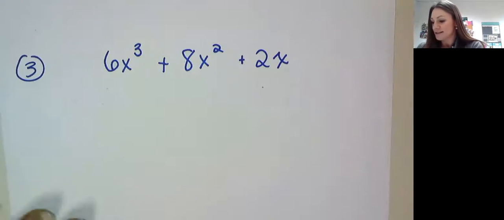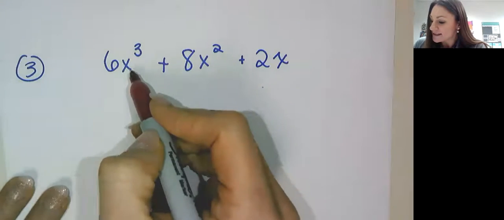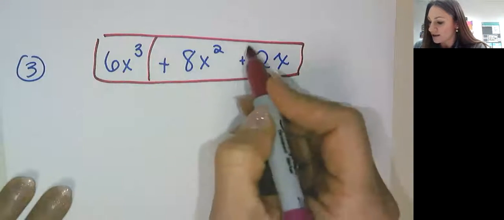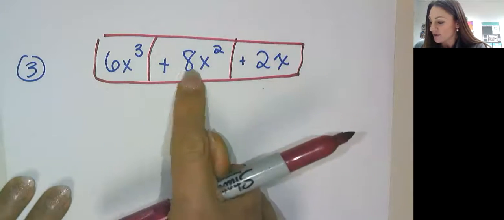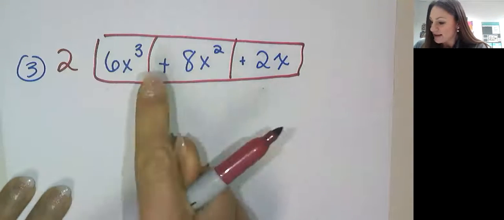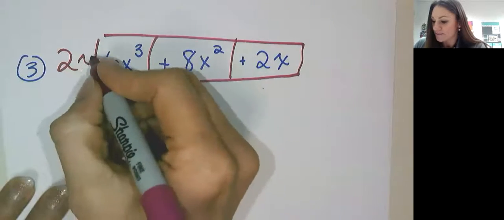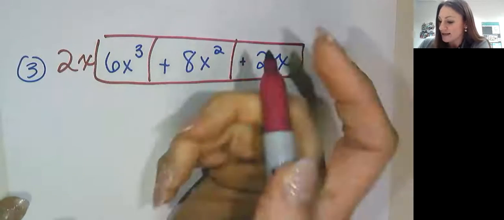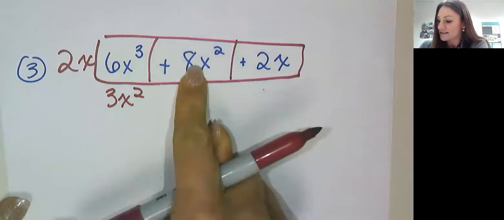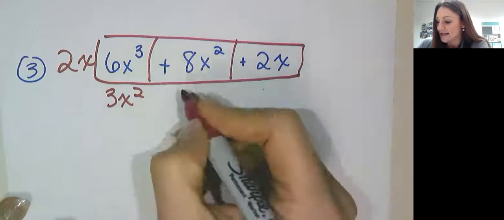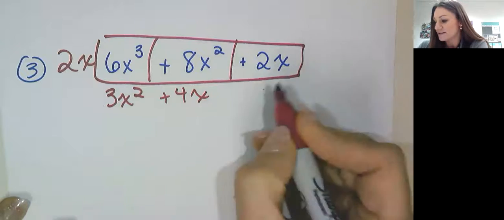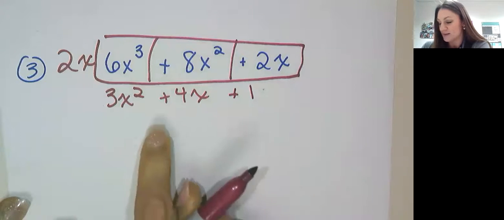Now let's take a look at this one here. You notice that they all have a greatest common factor of, they're all multiples of 2, and they all have an x in them. So 2x times what is 6x squared? 3x squared. 2x times what is 8x squared? That would be 4x. 2x times what is 2x? So that would just be 1.